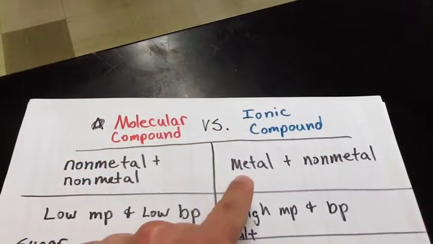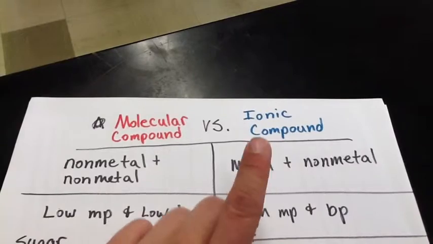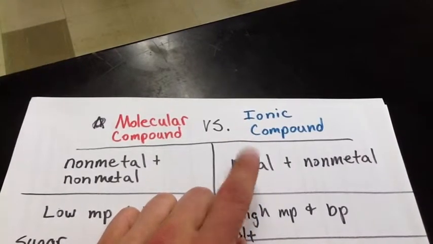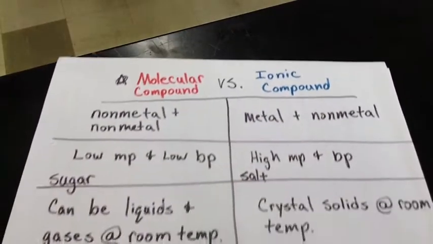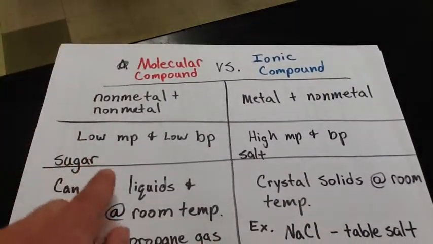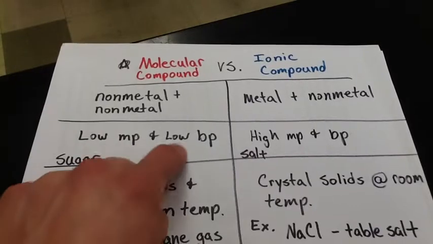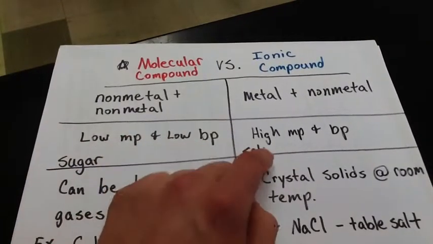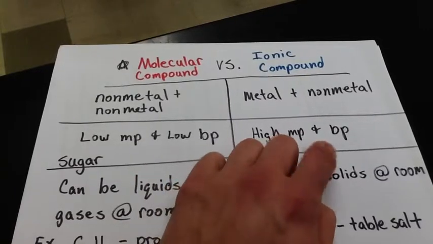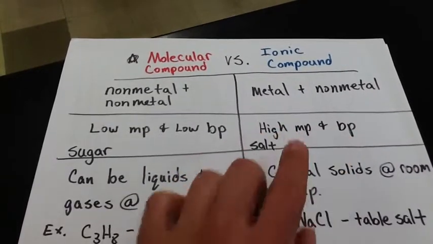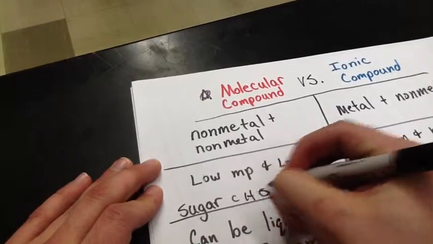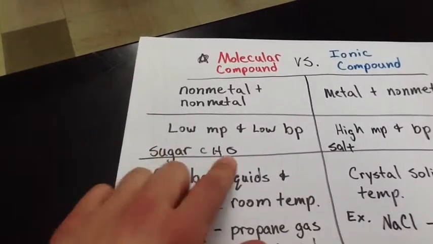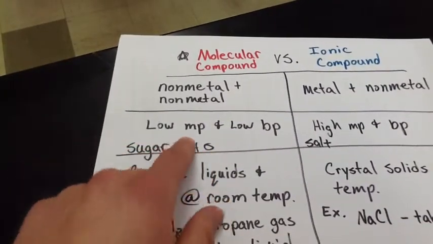Ionic compounds, you must have a metal. To be ionic, you have to have a cation and an anion, and so that means you have to have a metal and a nonmetal. Next thing, molecular compounds have low melting points and low boiling points, and ionic compounds have high melting points and high boiling points. A good way to remember that: sugar is a molecular compound. It's just made of carbon, hydrogen, and oxygen. Those are all nonmetals.